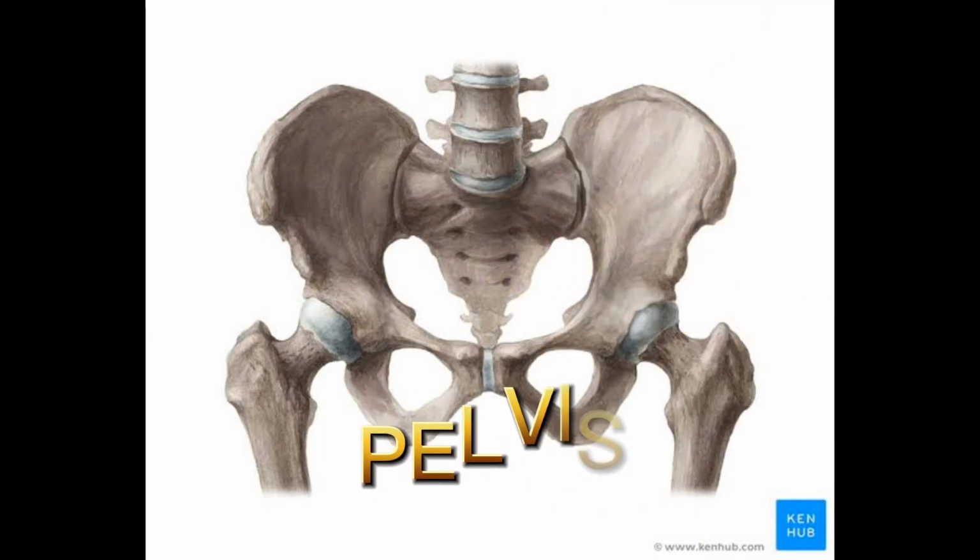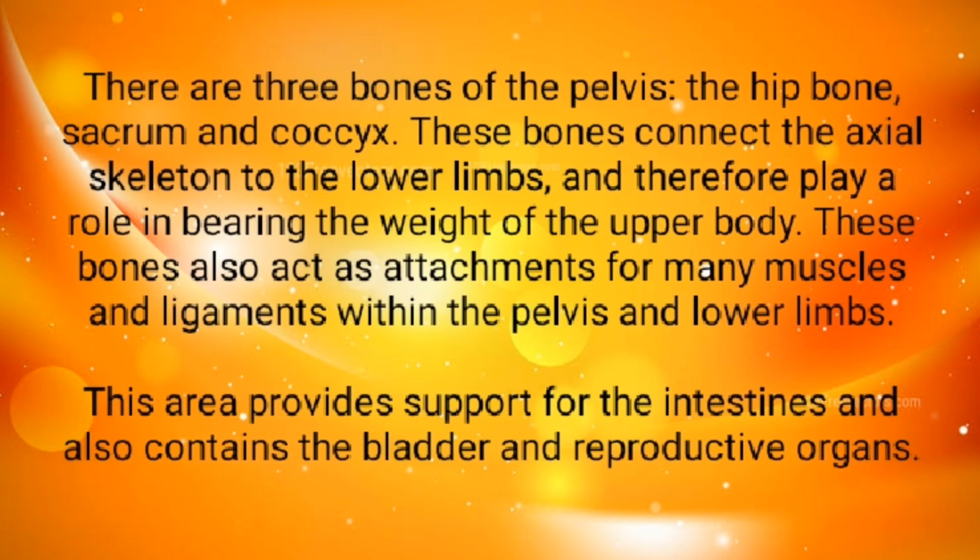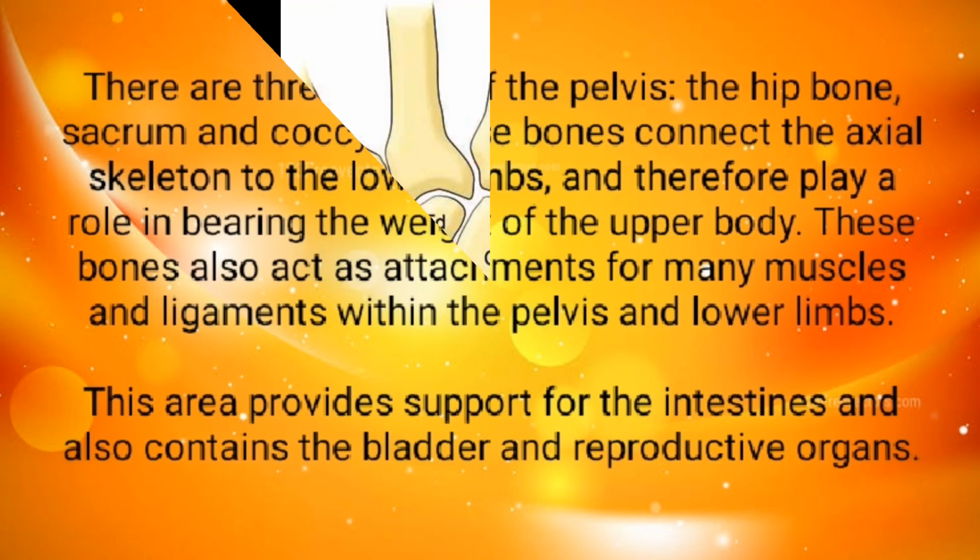Sixth is the pelvis. There are three bones of the pelvis: the hip bone, sacrum, and the coccyx. These bones connect the axial skeleton to the lower limbs, and therefore play a role in bearing the weight of the upper body. These bones also act as attachments for many muscles and ligaments within the pelvis and the lower limbs. This area provides support for the intestines and also contains the bladder and reproductive organs.